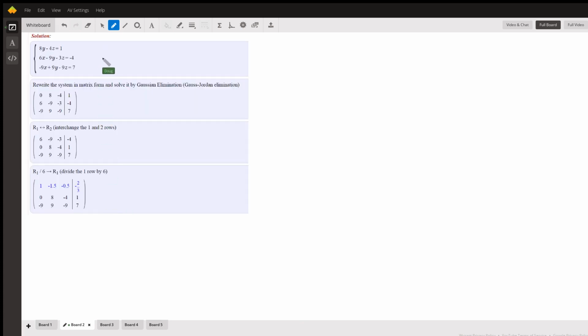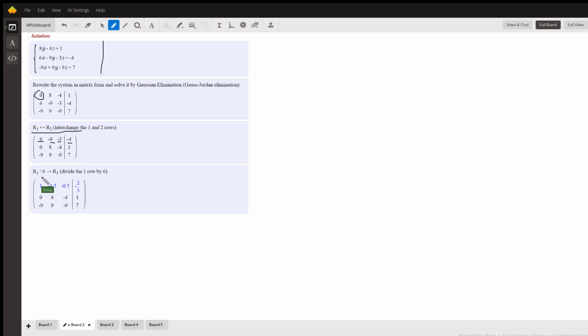So here's the original system. The idea is to start by getting 1 right here. So they interchanged row 1 and row 2. That's what this means. Divide by 6. Every element of this first row is divided by 6 so that we get a 1 in this first element.